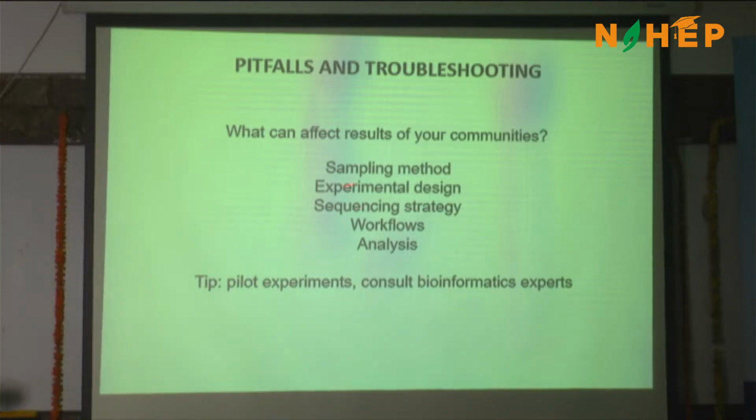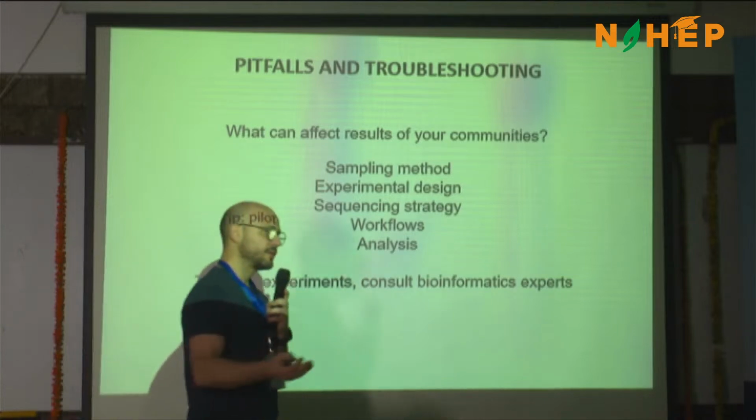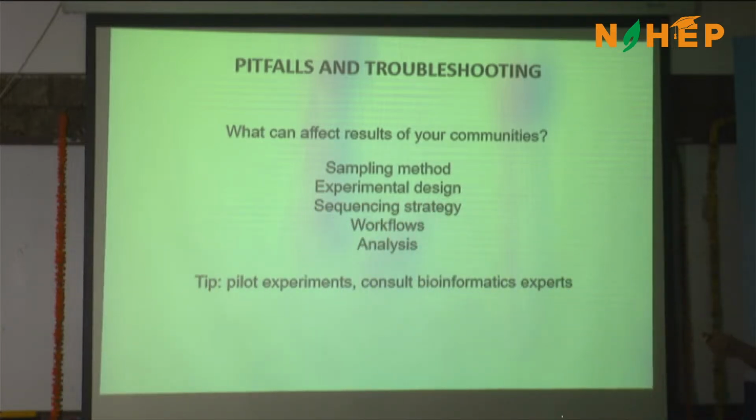The experimental design, also extremely important. Sequencing strategy. If you want to know only the taxonomy, then don't do metagenomics. Do 16S amplicon, it will be cheaper. Then we go into the analysis. You also need to know a bit about the analytical methods and tools that are out there, and then we will be able to extract as much information as possible. So this is also a quite important step.